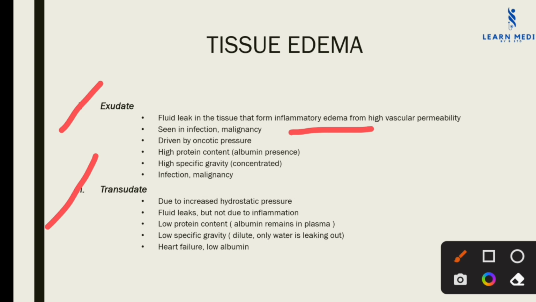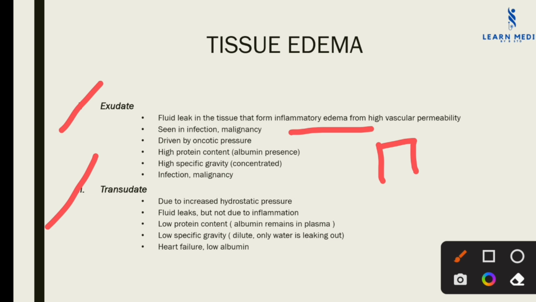Fluid leaks into the tissue from the blood vessels during the inflammatory process, due to high vascular permeability, which is commonly seen in infections and malignancy, driven by oncotic pressure, that is pi. If we test this exudate in the lab, we get a high protein content, that is albumin presence, because pi, the oncotic pressure, depends on the albumin in the blood vessel. It also has a high specific gravity because it is concentrated, and it is seen in infection and malignancy.